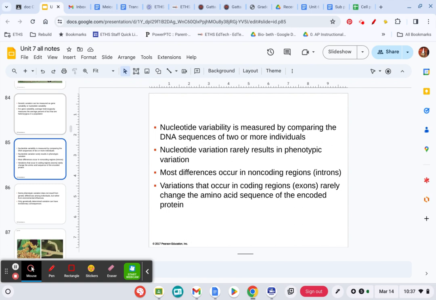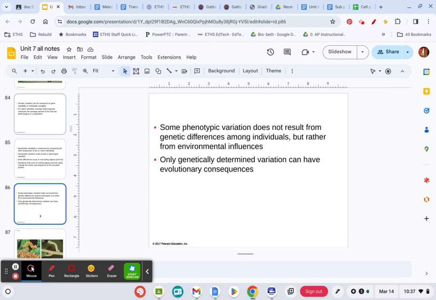You can also look at the DNA sequence of individuals. A lot of times the DNA doesn't make a difference because the differences tend to be in non-coding regions. So those are in those intron areas that we talked about. And even when they are not in the intron areas, we talked about the idea that that third codon letter doesn't make a lot of difference.